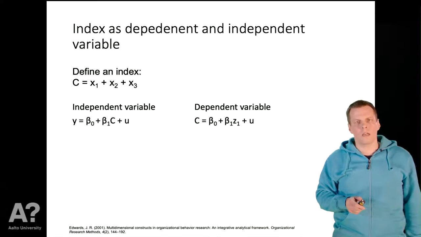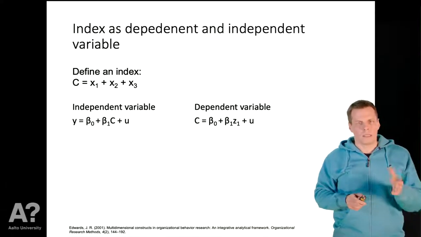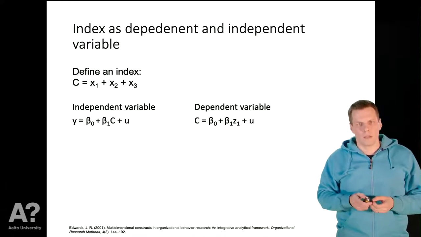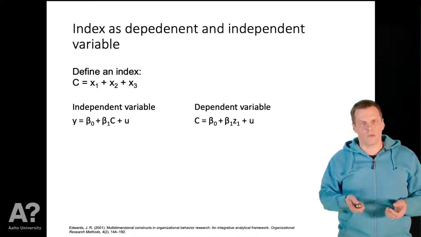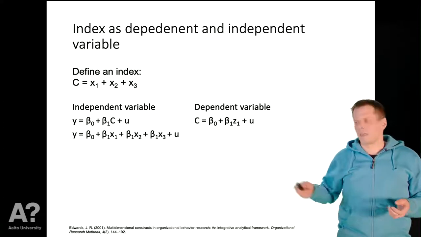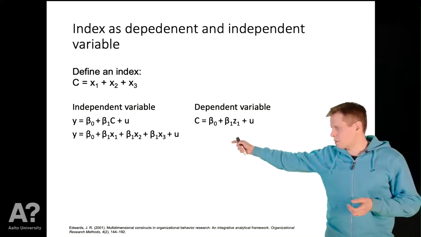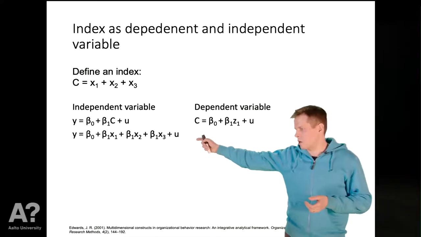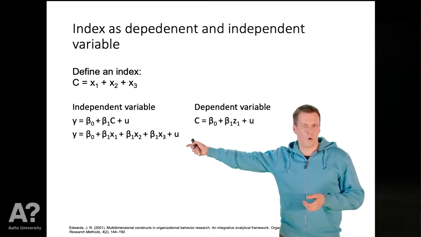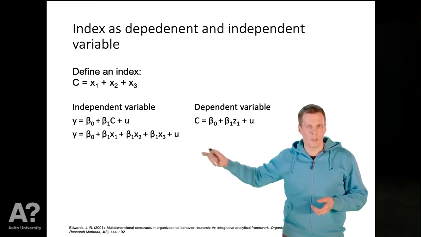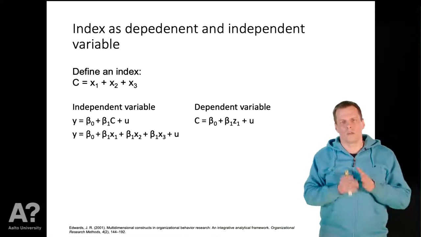If we use the index as an independent variable, that is the same as assuming that all of these variables x1, x2, and x3 here in the regression model have the same effect, beta 1, on the dependent variable. Does it make sense to assume that they are the same?